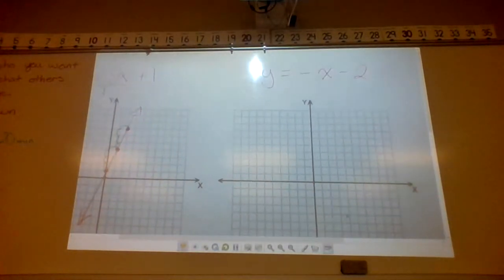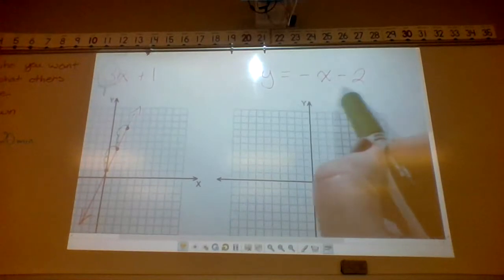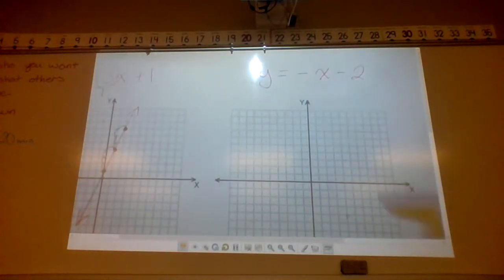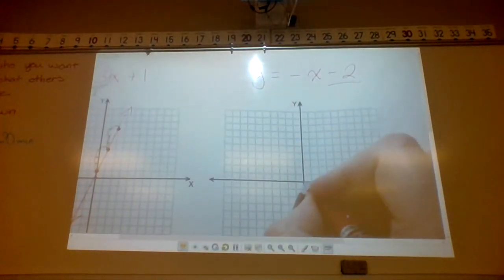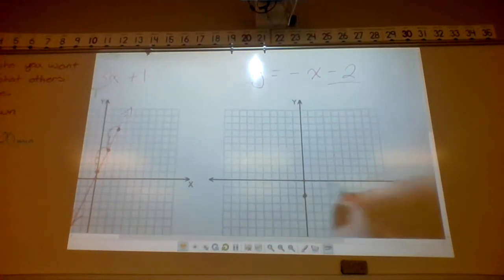So let's graph another one. Y equals negative x minus 2. Where do we start on our graph? 2 down on the y-axis. Why 2 down? You have this right here. So your first point is going to start at the origin, go down 2, and put your dot.